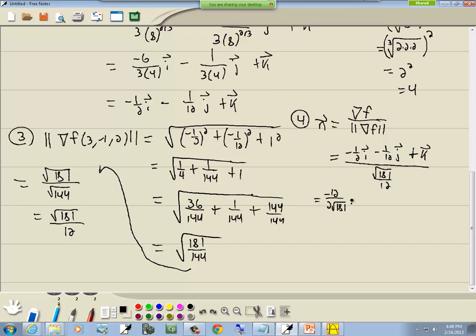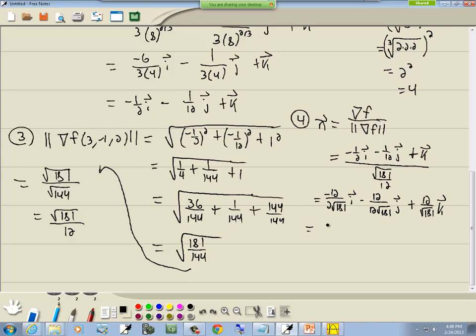i minus 12 over 12 square root of 181 j. Hopefully I don't screw this up. Plus 12 over square root of 181 k.